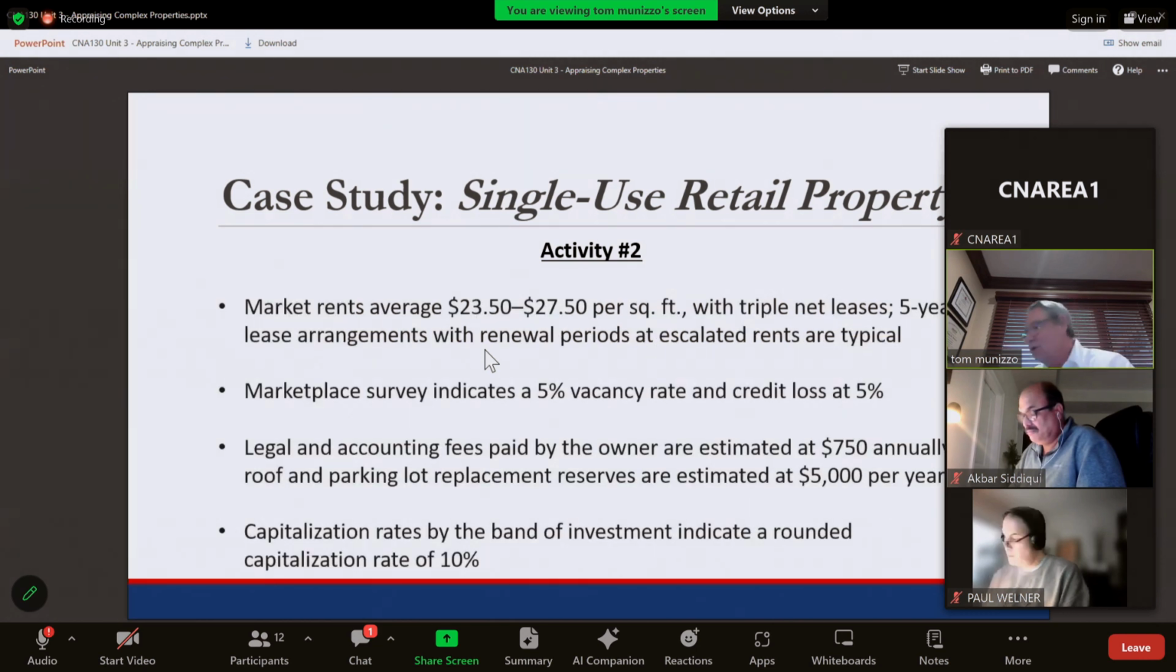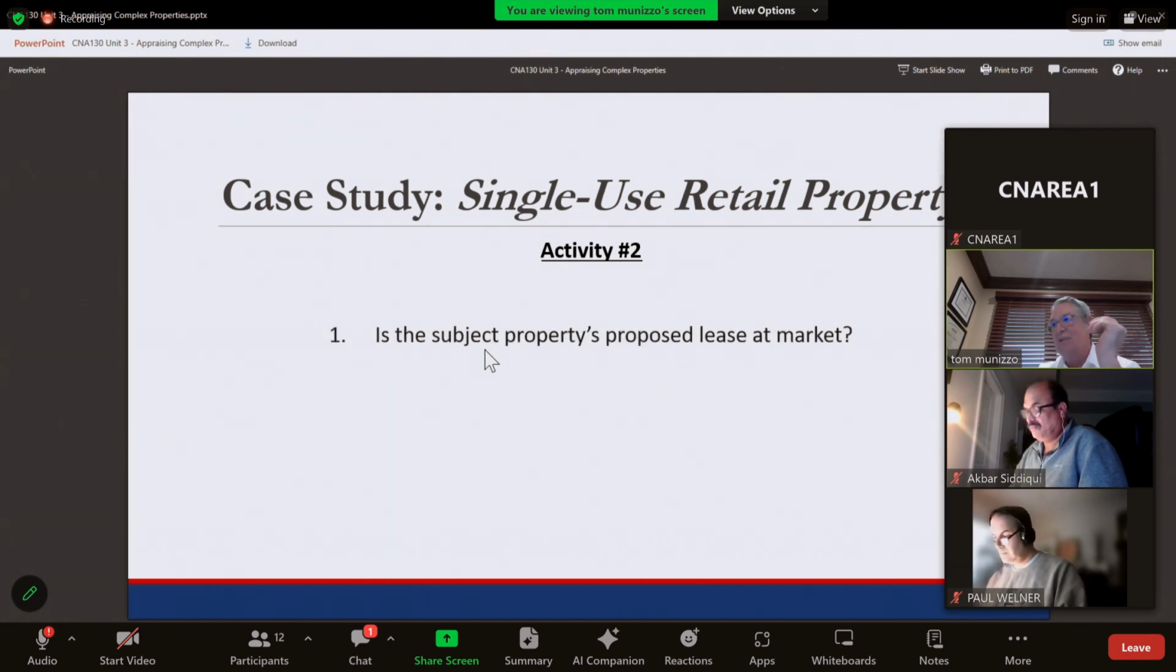So activity 2, 3 o'clock, 4 o'clock. Market rent averages 23 to 27 a square foot. Triple nets, 5-year lease arrangements, renewal periods at escalated rents, which are typical. We talked about that. Vacancy and credit loss at 5%. Legal and accounting fees are $750. Roof and replacements are $5,000 a year. The rate established by band of investment is a 10% capitalization rate.